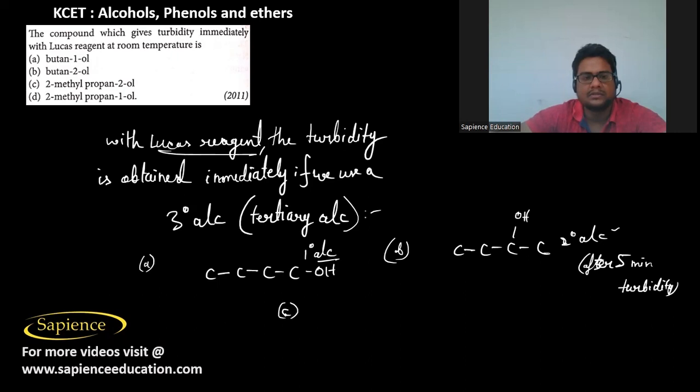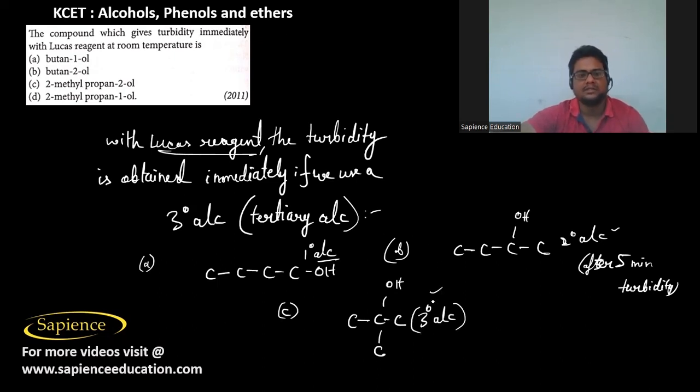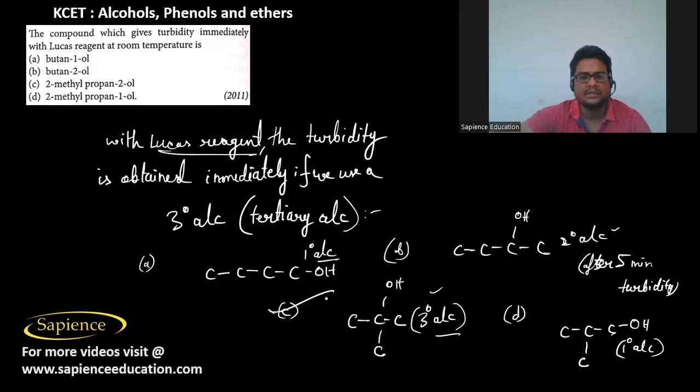And option C is 2-methylpropan-2-ol. It is a 3-degree alcohol, so it will give the turbidity immediately with the Lucas reagent. And option D is 2-methylpropan-1-ol, which is also a 1-degree alcohol, so it will not give turbidity. So option C is the correct answer.